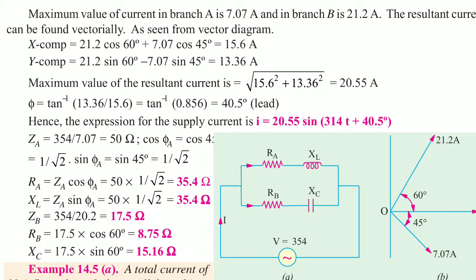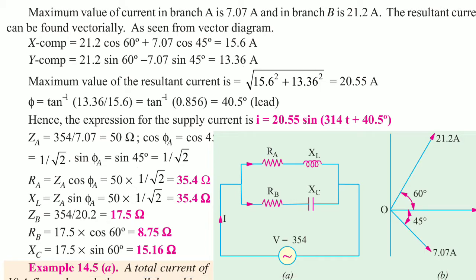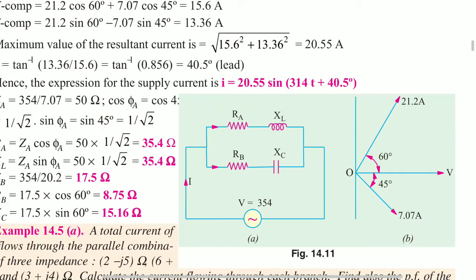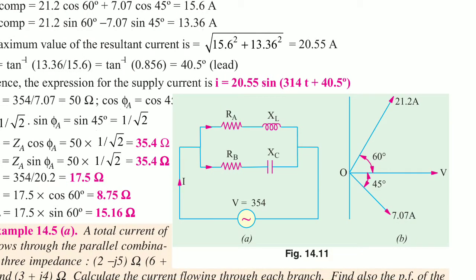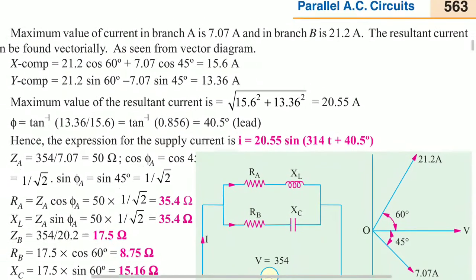So I is equal to 20.55 sin(314t + 40.5 degrees). So here the resultant current is leading. The resultant current is a leading current.